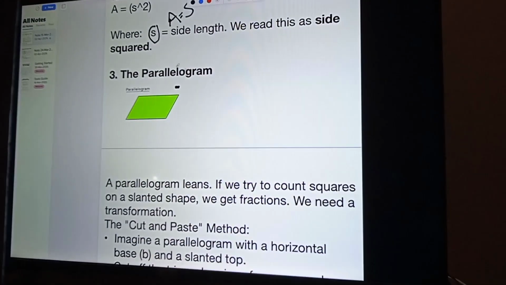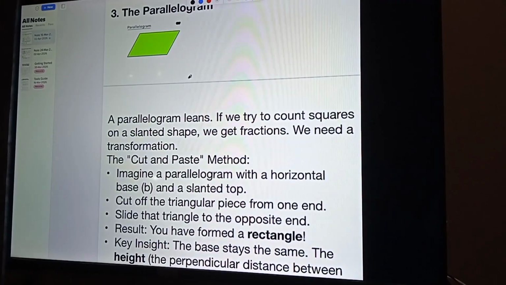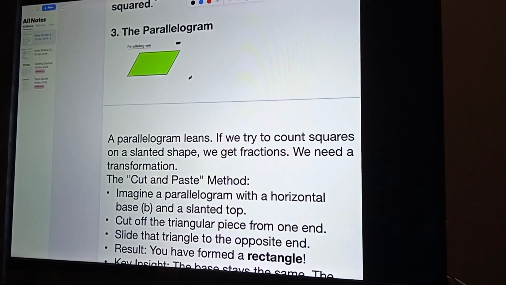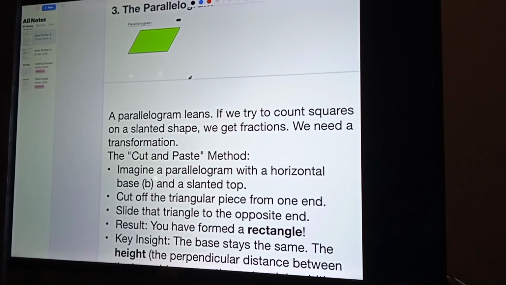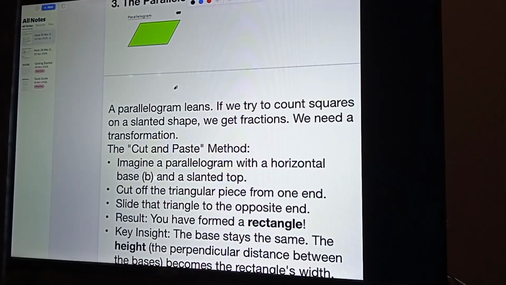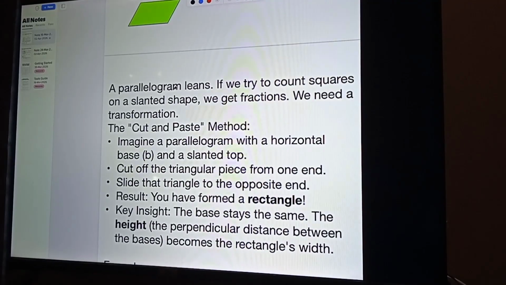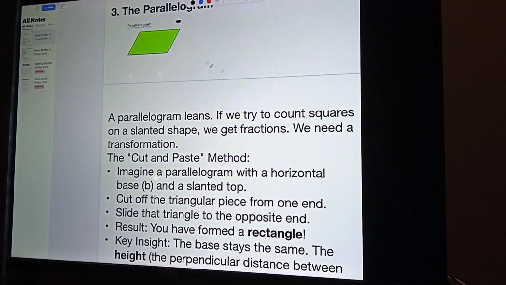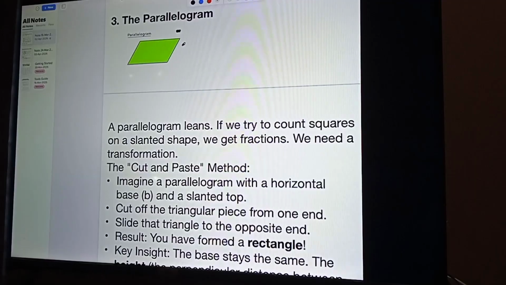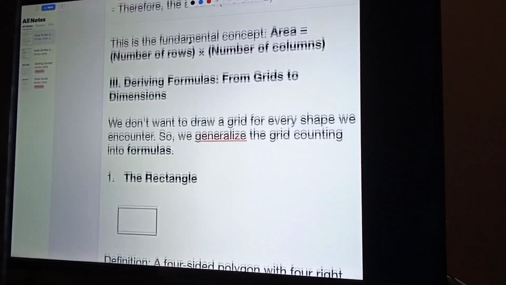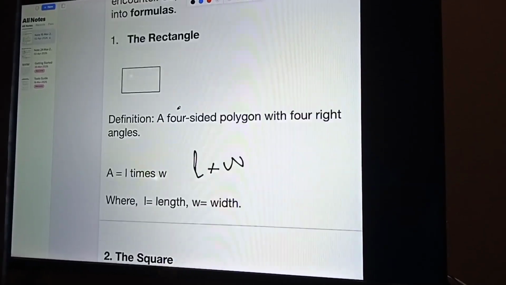Then is the parallelogram. The parallelogram is like a rectangular shape, but not an exact rectangle, a slanted shape. So if we derive the formula of area for this parallelogram, and if we want to use the rectangle, how do we proceed?